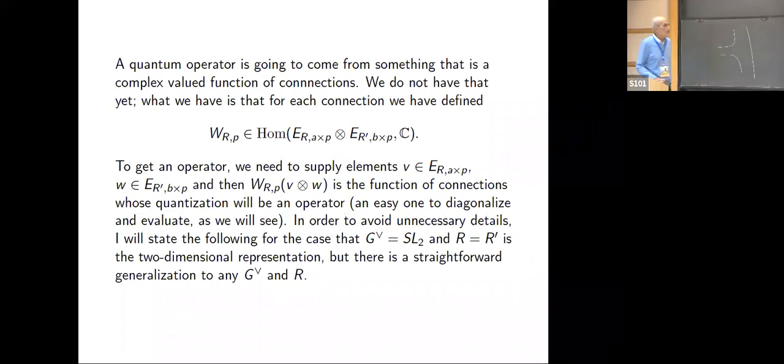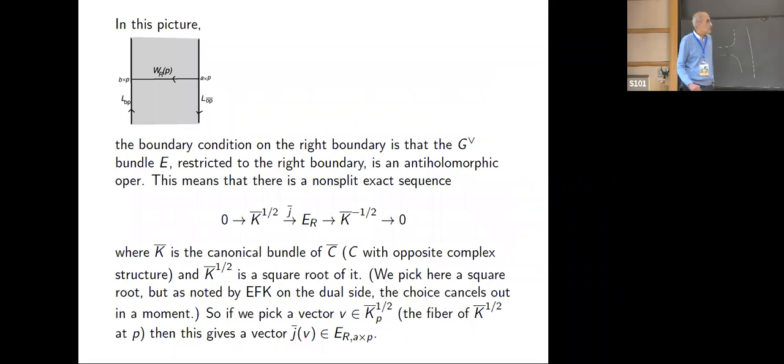To avoid unnecessary details, I'll specialize to the case that the dual group is SL2 and the representation R is the two-dimensional representation, in which case the dual representation is the same. So in this picture, the boundary condition on the right boundary was that the G-dual bundle E, restricted to the right boundary, is an anti-holomorphic oper, which by definition means that there's a non-split exact sequence, where K bar is the anti-canonical bundle of C, and K bar to the 1/2 is the square root. So if we pick a vector V in the square root of the anti-canonical bundle, we get a vector J bar of V in this fiber over here.